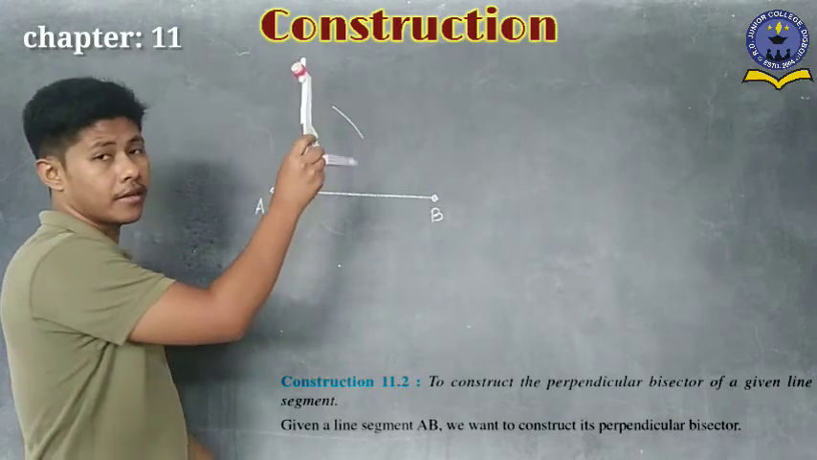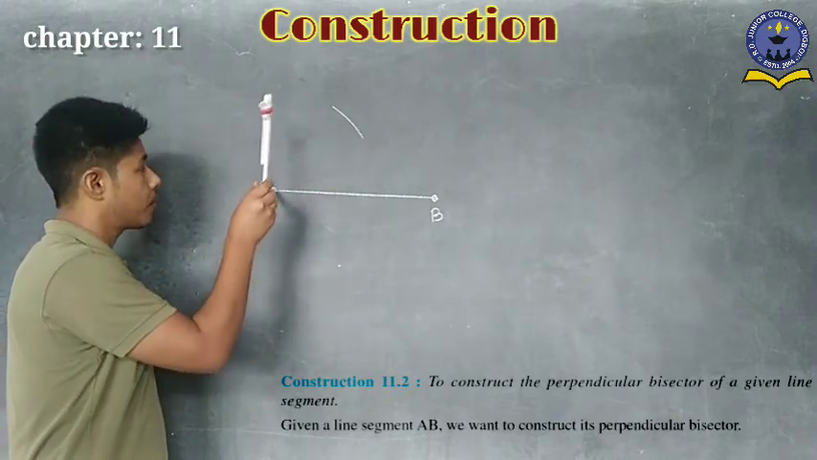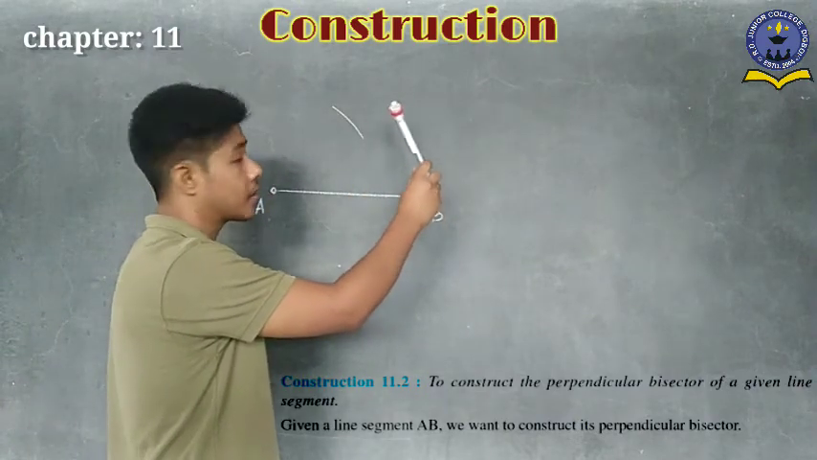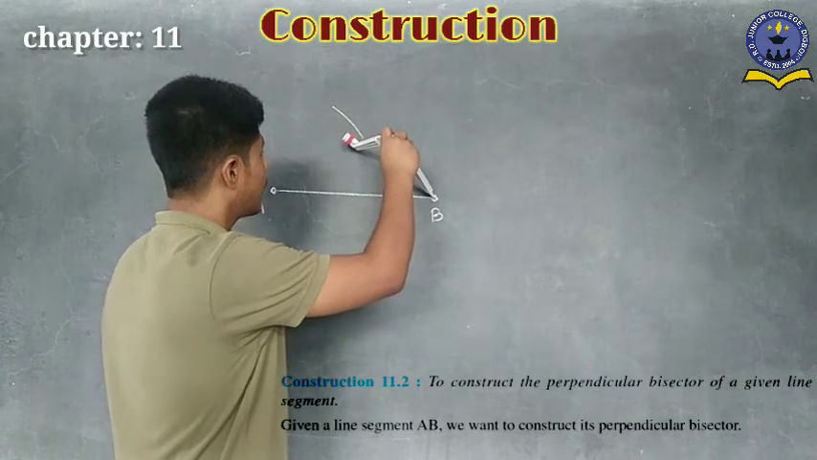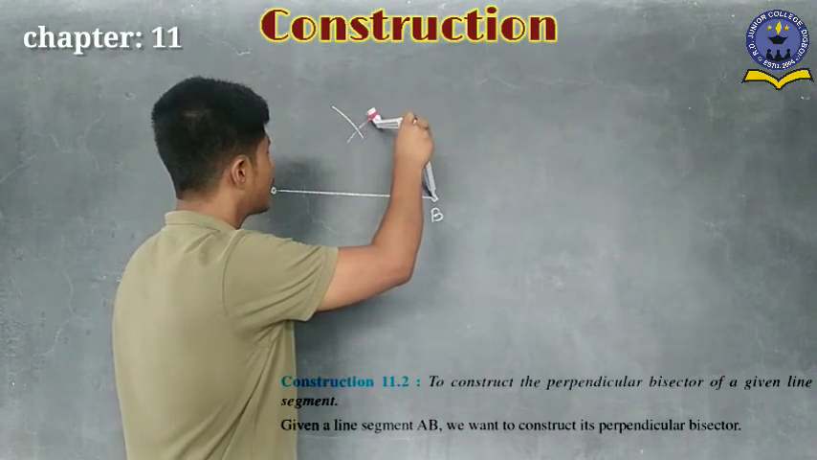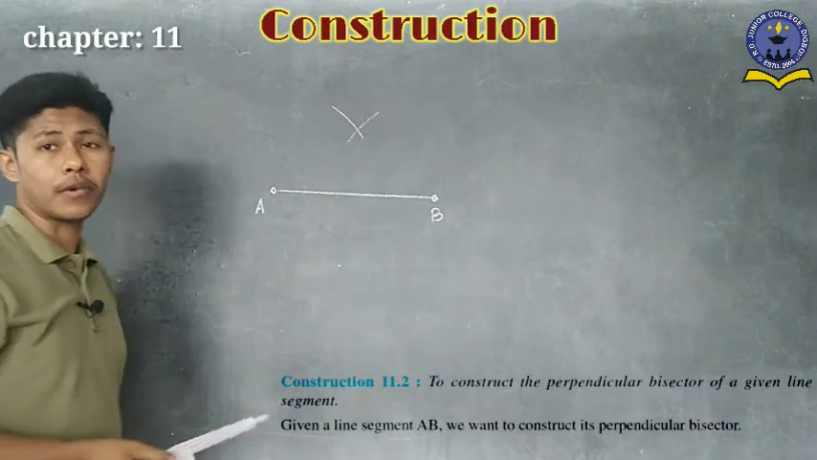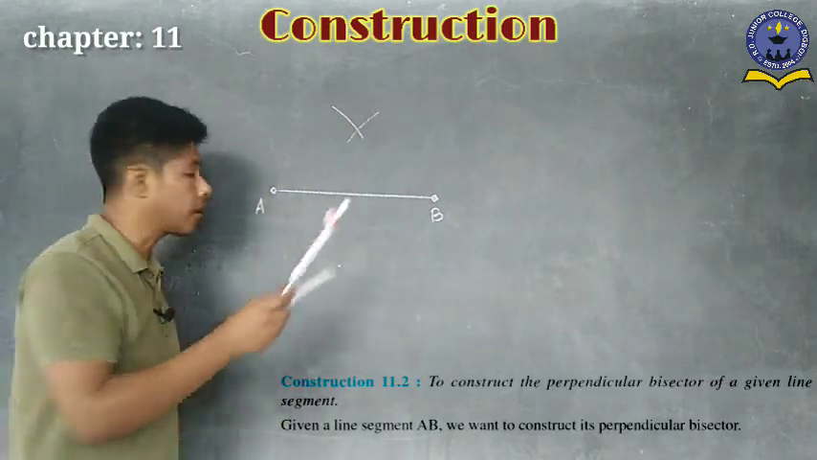The same length, whatever length we drew from here, the same length we have to take from B. Now, taking B as a center, again we have to draw an arc. If you draw an arc, now you see this arc again intersects the earlier arc at one place. Is that not so? Okay. Listen carefully here.